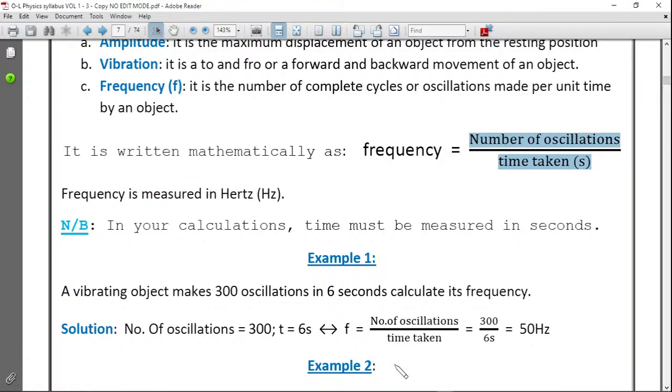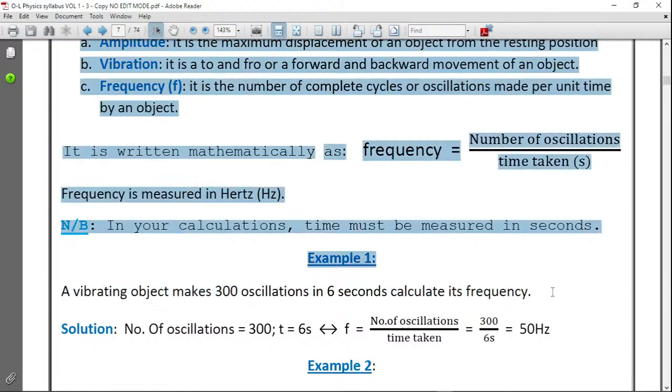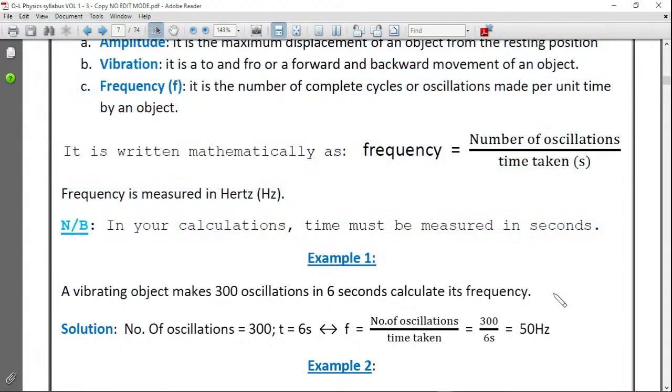Let's take an example on calculations of frequency. A vibrating object makes 300 oscillations in 6 seconds. Calculate its frequency. Frequency is calculated as the number of oscillations per unit time. So frequency will be equal to 300 oscillations divided by 6 seconds. The answer should be in hertz, because frequency is measured in hertz, and time must be in seconds for you to write the hertz.